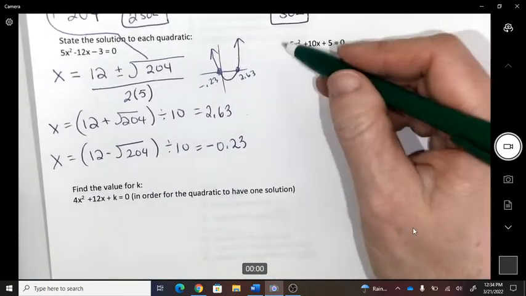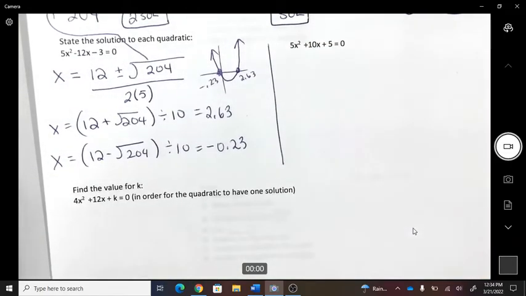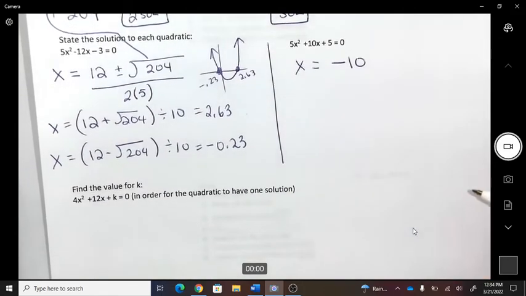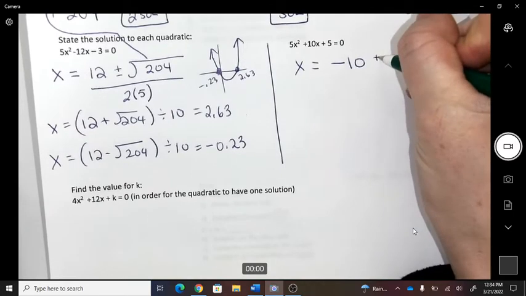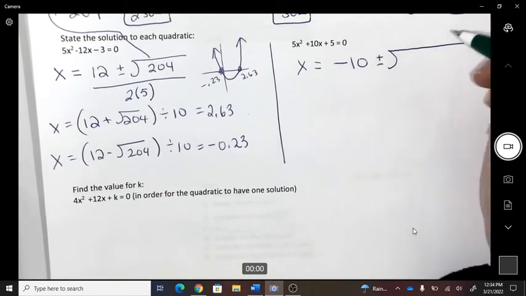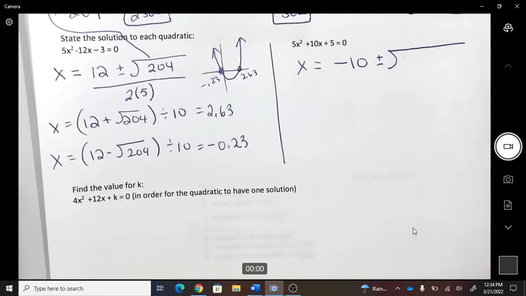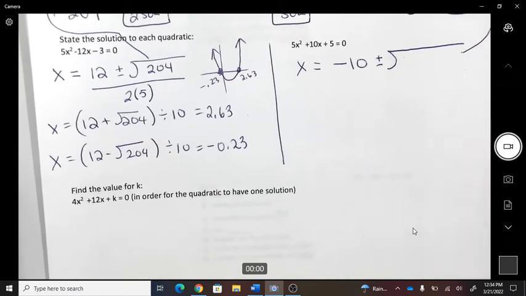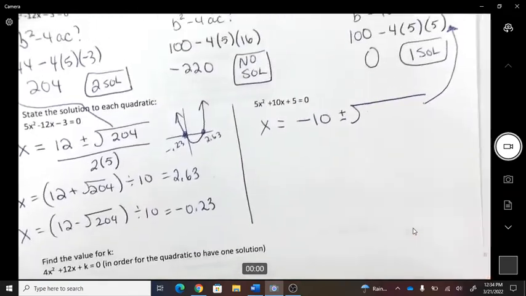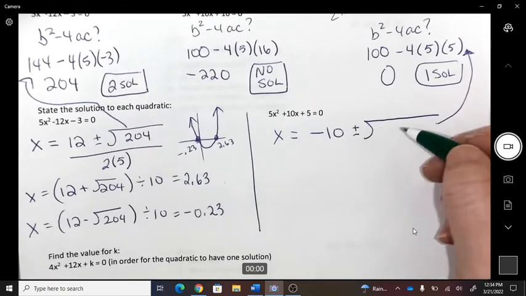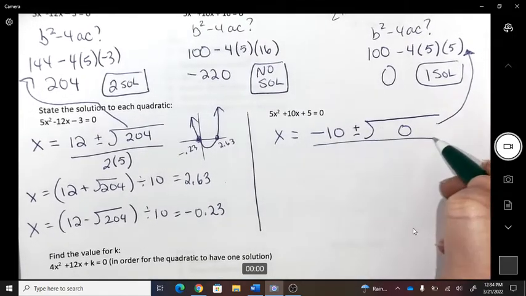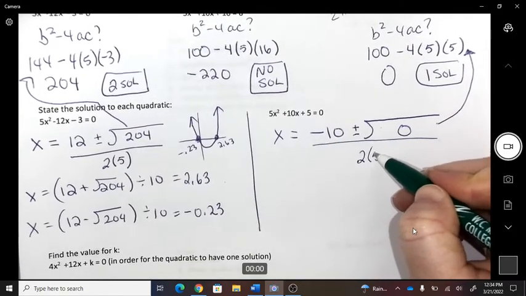Okay, next one. So x equals negative b, so negative 10, plus or minus the square root of b squared minus 4ac. Are we okay that we already did that? Because this is the same question there. We already did all that. So that was 0 over 2 times 5.